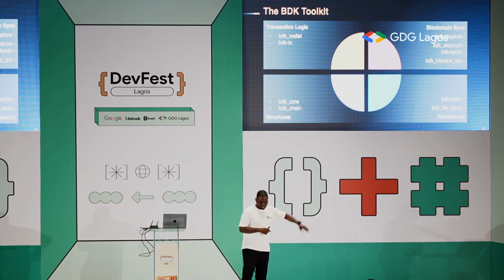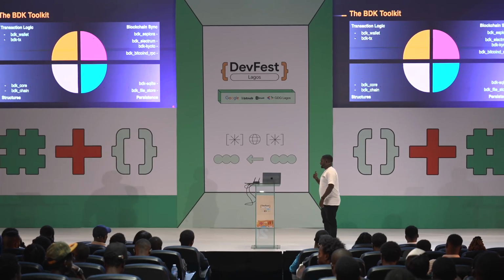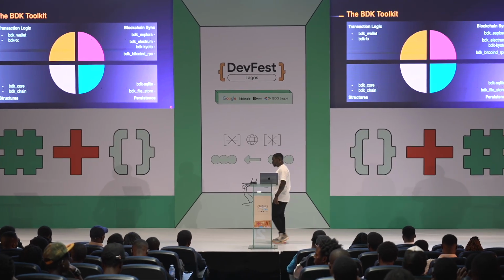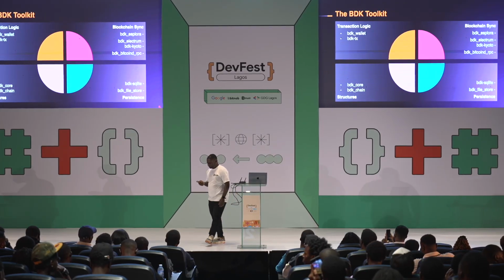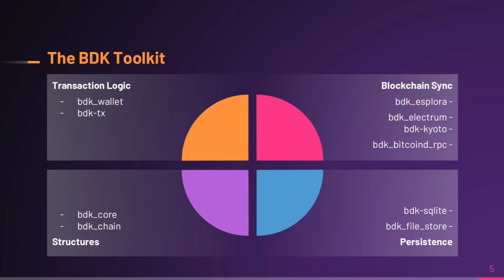Then you have the way you want to persist data. What is the database type that you want to use? We offer you, because most of the time our primary target is for you to be able to build wallets, mobile wallets, the file store and the BDK SQLite, so you can save your data.